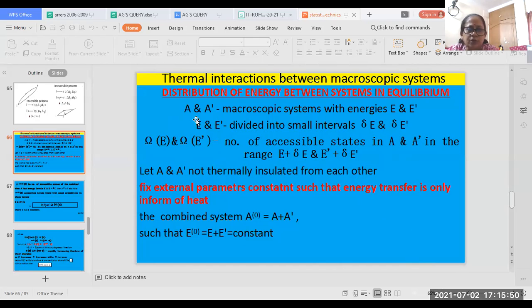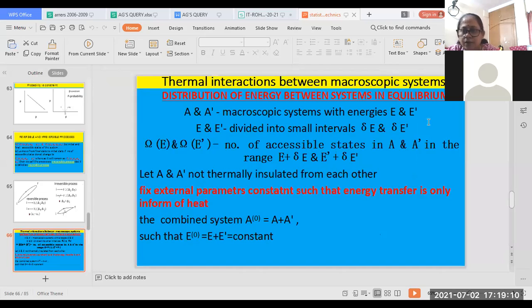So last class we were discussing the distribution of energy between systems in equilibrium. Here we are talking about thermal equilibrium. There are two macroscopic systems with energies E and E dash. Fine. So we were here.